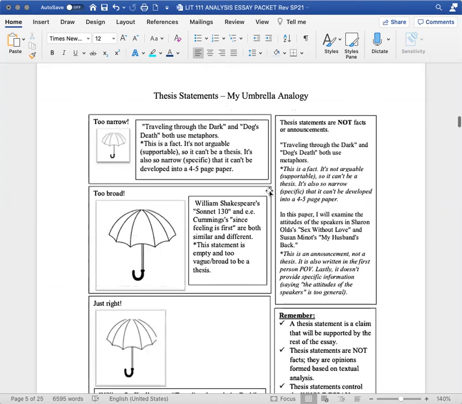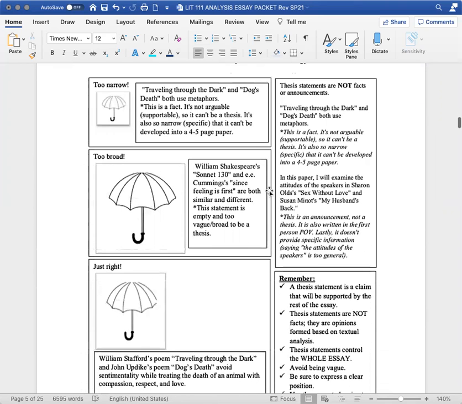This page helps you write that thesis. So what does a thesis look like? It should not be narrow. It should not be broad. It should be just right. And this makes me think of Goldilocks and the Three Bears, right?